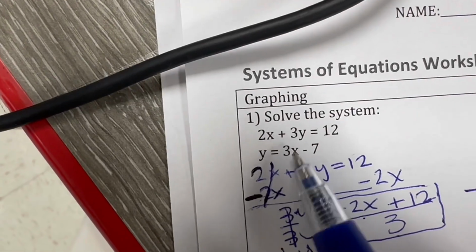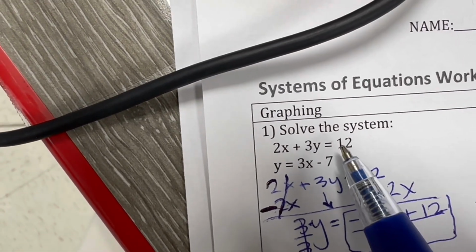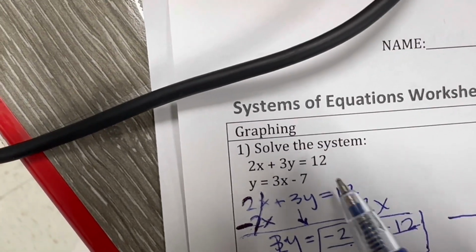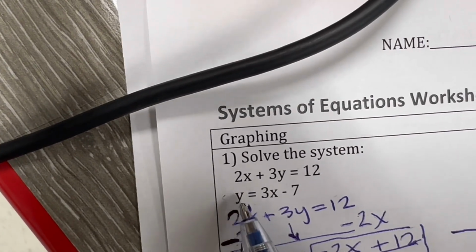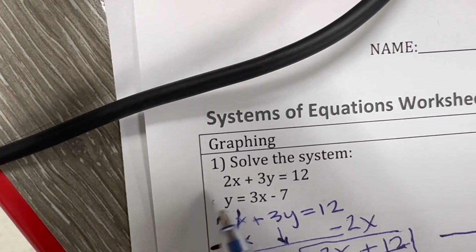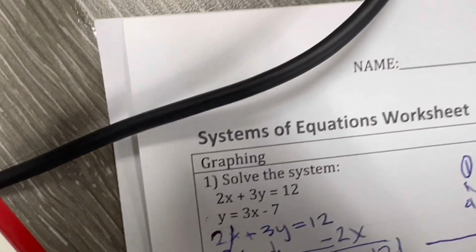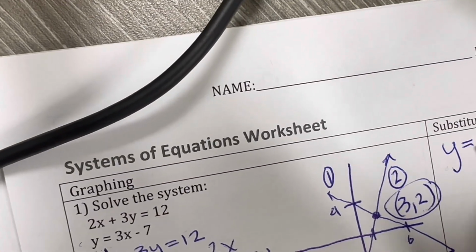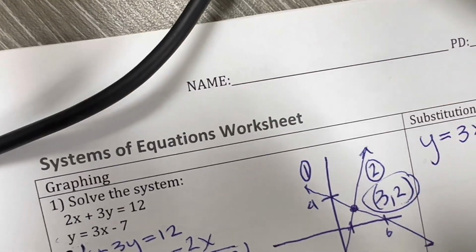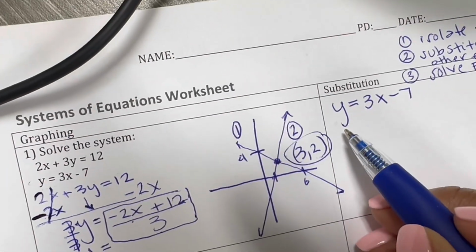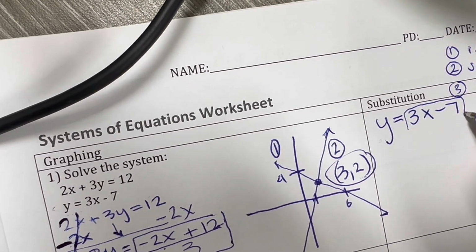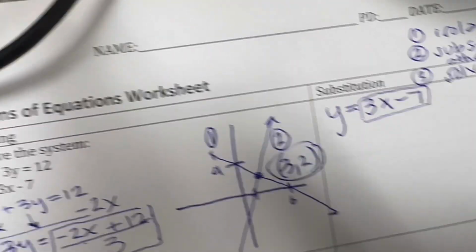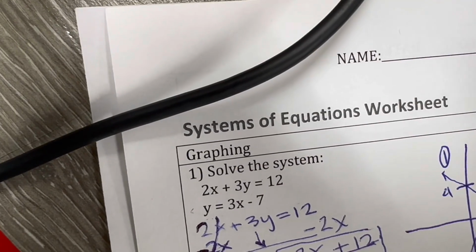Okay, isolate a single variable. Let's find one equation where we can isolate the variable easily. This one's already isolated. This y is all by itself on one side of the equal sign, so this one's already good. Write that one down first, the one where y is all by itself. Then write the other one down right underneath.